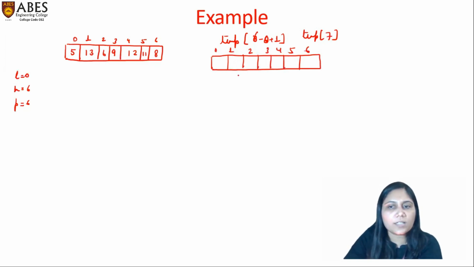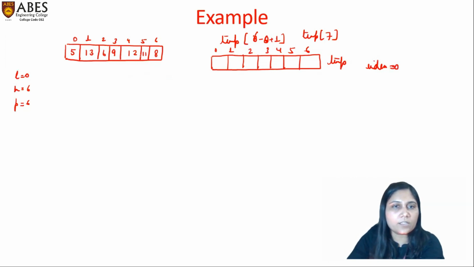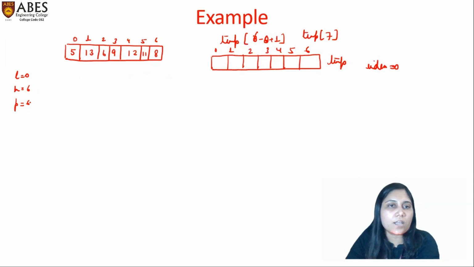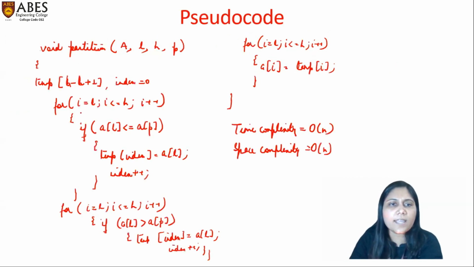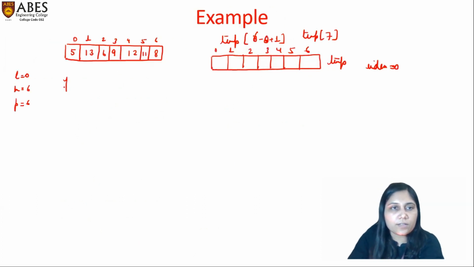Okay, we'll keep on doing it. Then what is the next value? Your index. This is your temporary array. Index is starting with 0. Okay, my L is 0, H is 6, and P is also 6. Now let's see what it is saying: you have to run a loop from 0 to H. So let's run a loop from I equals to 0, I less than or equal to 6, I plus plus.